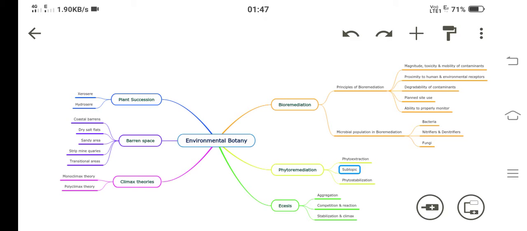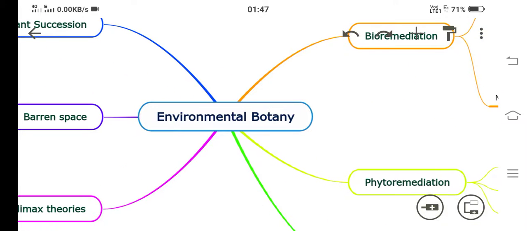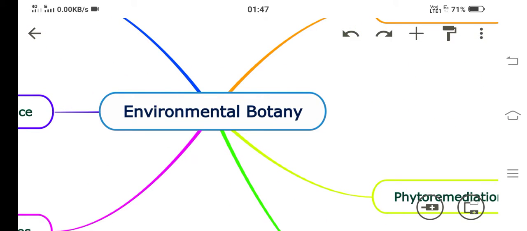I will now zoom this map, then you will come to know how I have arranged different topics for the easy understanding of students. So now I am going to zoom. So this is the name of our unit, Environmental Botany.